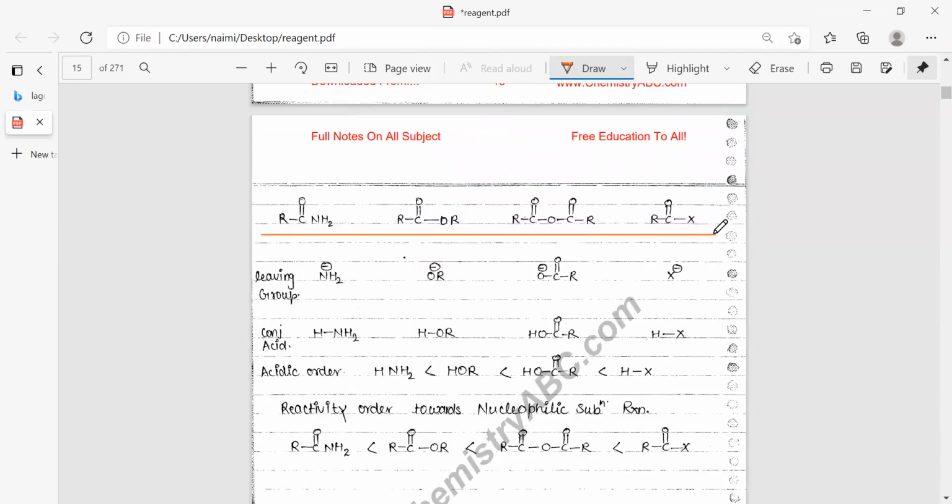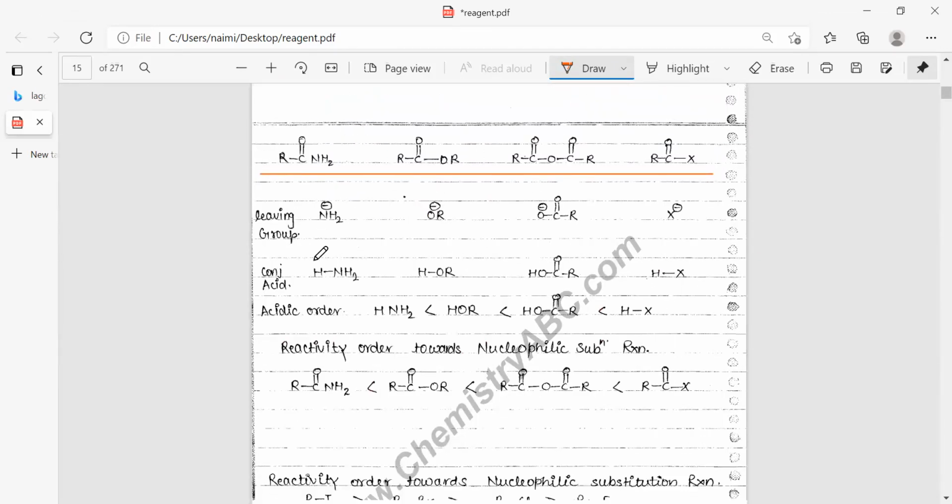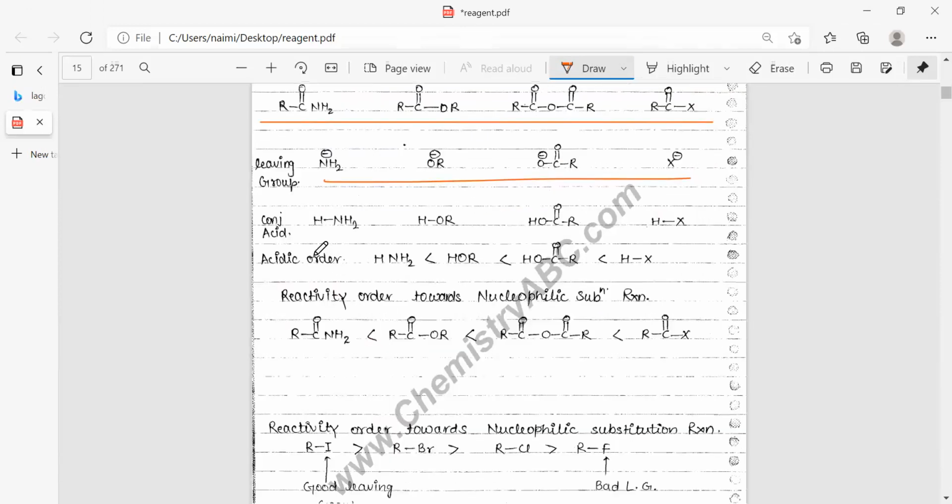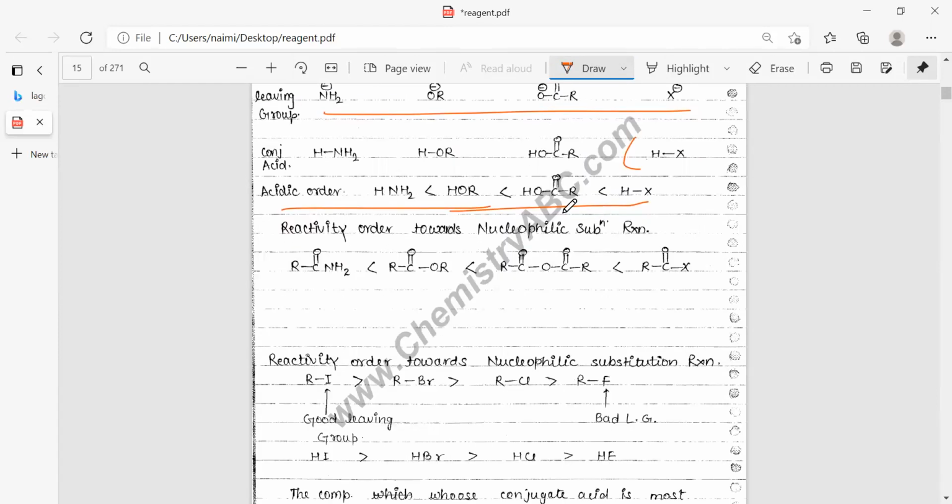I have drawn some structures here, and these are the leaving groups. Conjugate acid means the acid formed when this nucleophile accepts hydrogen, this nucleophile accepts hydrogen, and this halide accepts hydrogen. So the acidic order will be like that, HX, this one. So it is the acidic order.